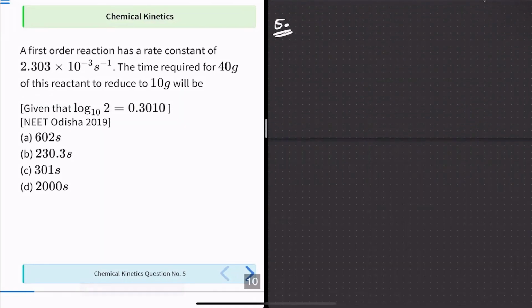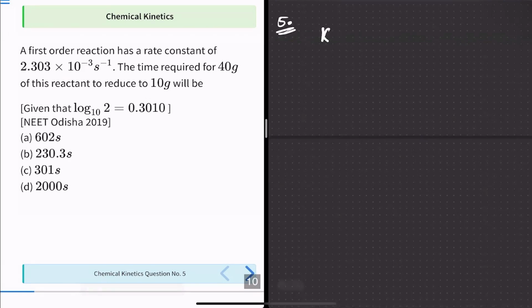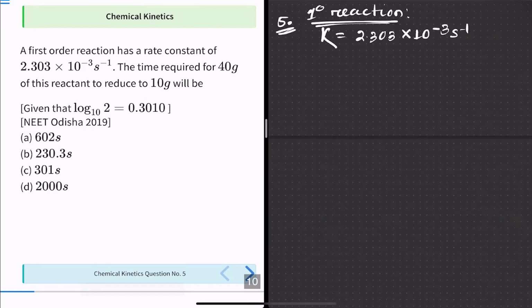A first order reaction has a rate constant of 2.303 into 10 to the power minus 3 per second. The time required for 40 gram of this reactant to reduce to 10 gram would be, given log 2 is 0.301. In the question, the information given is the rate constant for a first order reaction. The rate constant given is 2.303 into 10 to the power minus 3 per second. The time required for 40 gram.